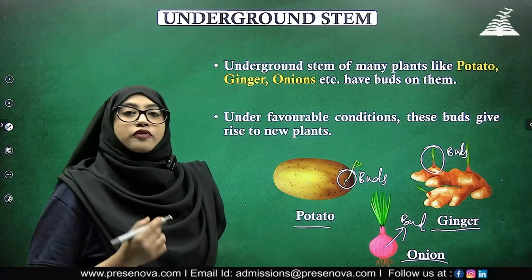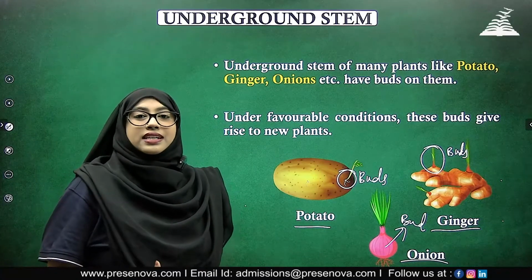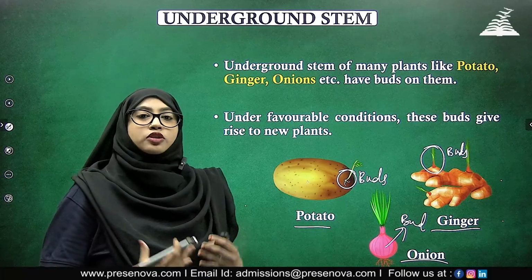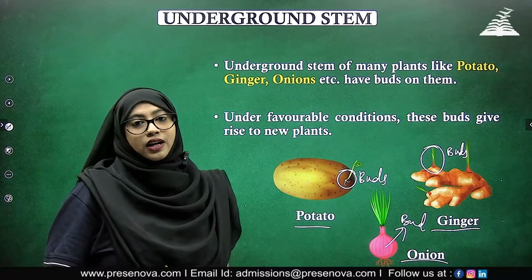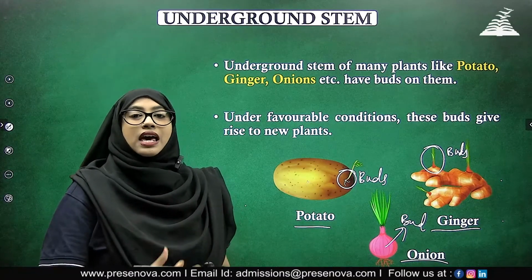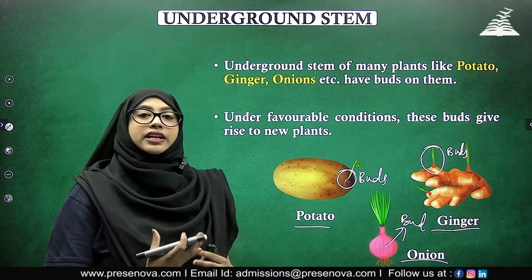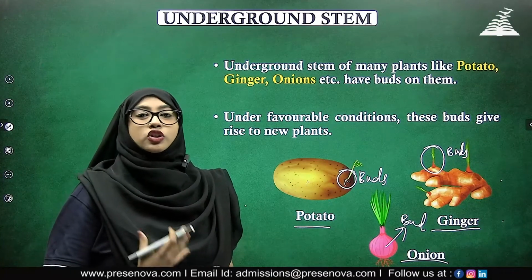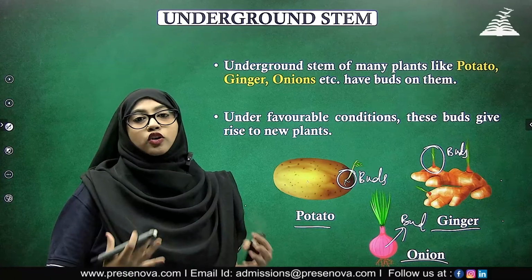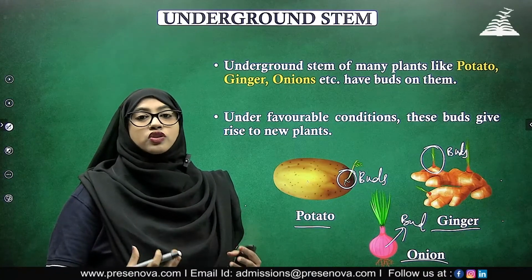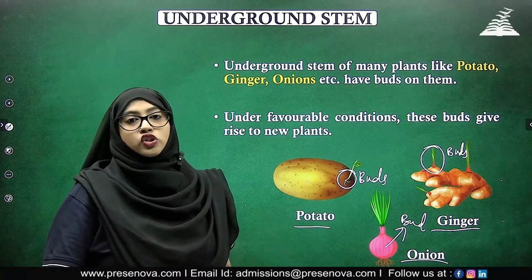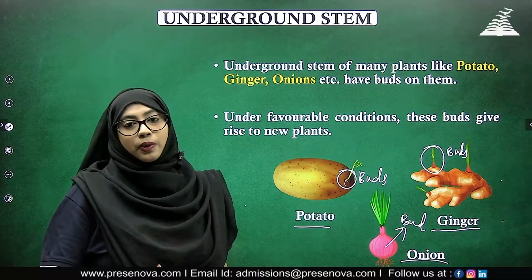Taking the example of potato, ginger, and bulb, let us see how the underground stems are able to propagate into a new plant. Based on these examples, the underground stem is further divided into different modes, that is tuber, rhizome, bulb, and corm. These four different modes of underground stem propagation, we will discuss one by one.